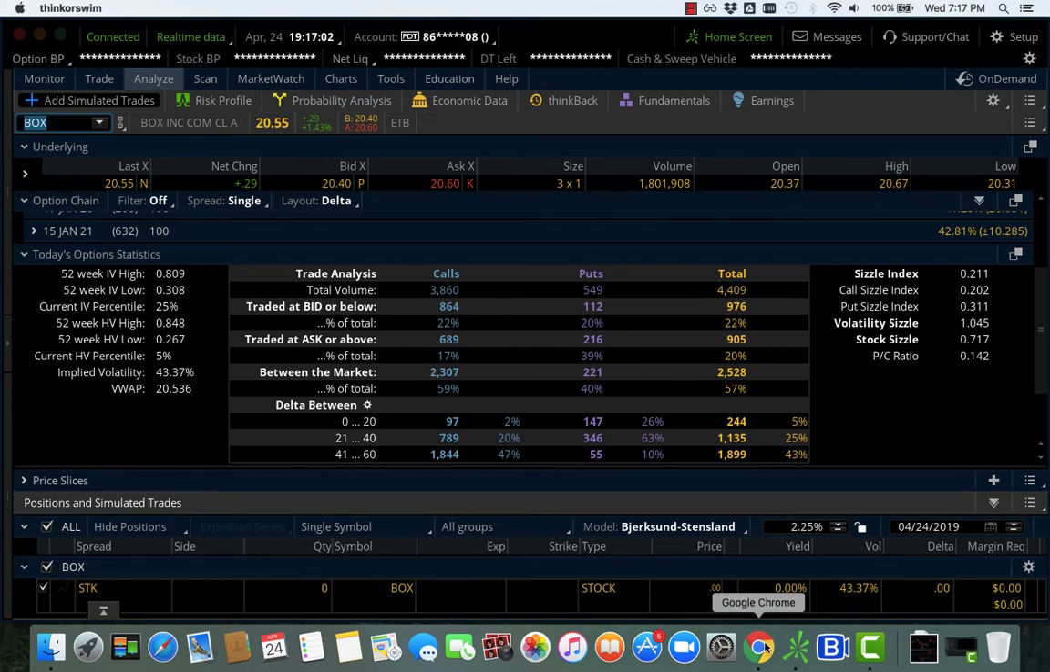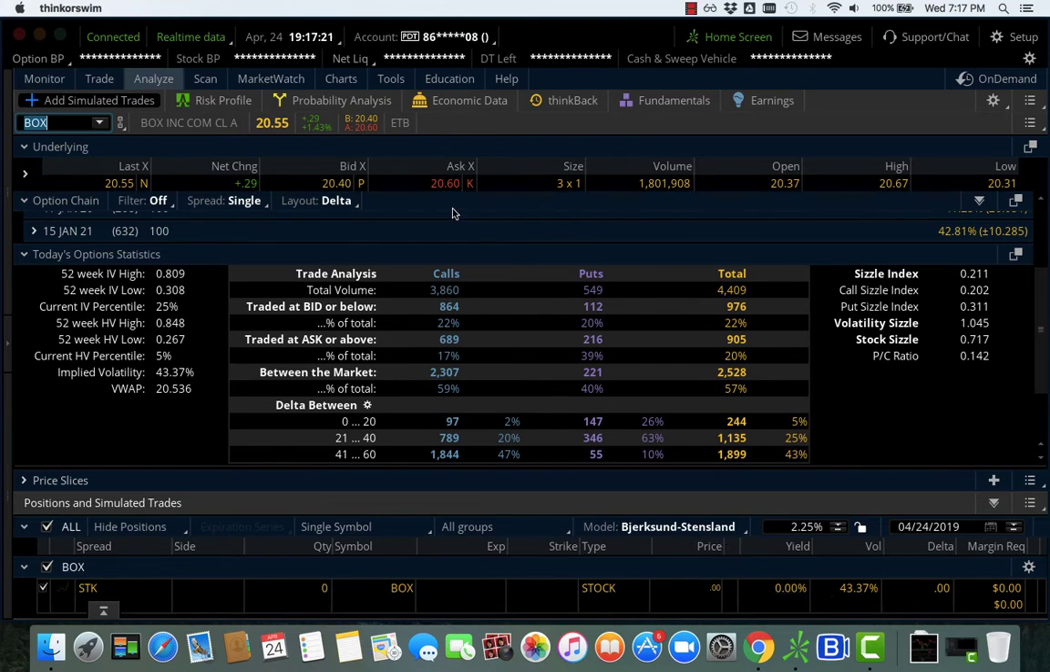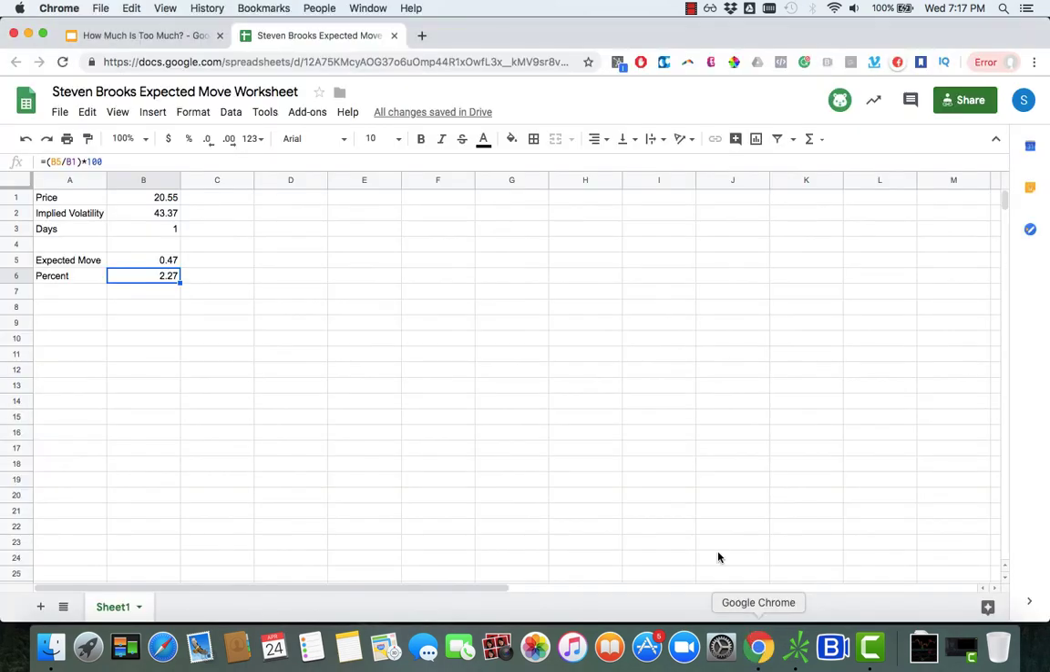If we had a $20.55 stock, with an implied volatility of 43.37 on 1 day, that's an expected move up or down of 2.27%. So if we take a look at BOX, while it did move up about 1.5%, that is well within the expectation. A lot of people on CNBC, some of those moderators, might have said BOX had a big move, a nice rally today, but the reality is, according to how we actually figure out this information, that is par for the course, and well within its 1 day expectation.